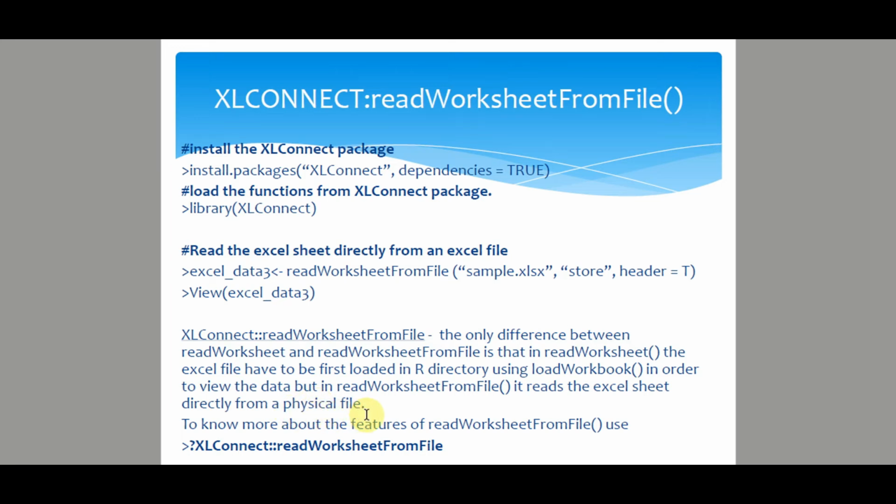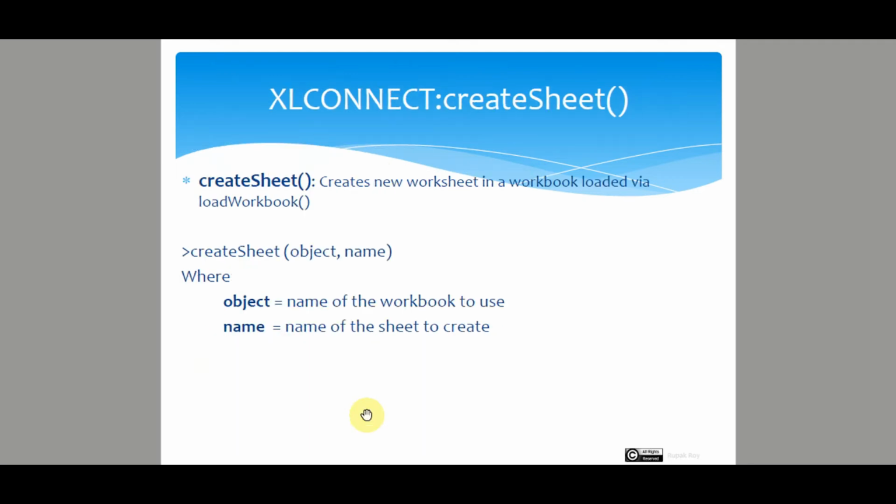Now we are aware of how to import Excel data. Let's learn how to create an Excel file using R. First, to create a sheet, we will use the createSheet function that creates a new worksheet in a workbook loaded via loadWorkbook. Parameters include object, that is the name of the workbook to use, and name, which is the name of the sheet to create.